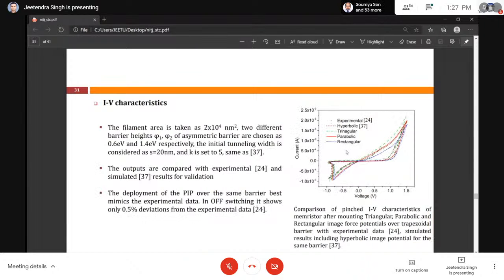Finally, we employed the designed memristor in the test circuits in the form of the SPICE model, and realized its IV characteristics. You can see that when we apply the parabolic image potential, we have only 0.5% deviation in the off switching. Only 0.5% is observed. It means that when we derive the mean barrier height by imposing the parabolic image potential, it will give the best results.